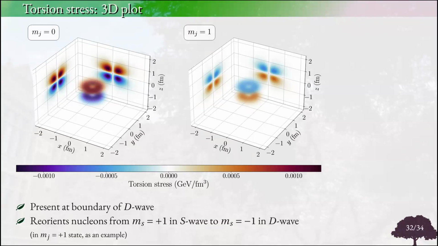So what's occurring here is that if you, say, have an MJ equals 1 state, if you're in the S wave, the MJ is carried entirely by the spins of the two nucleons, so they're pointing up. If you go into the D wave, you have ML equals 2, so MS has to equal -1, so your nucleons have to be flipped. So your torsion stress is basically telling you about how, when you go from the S to the D wave, the stress is reorienting the nucleon spin.